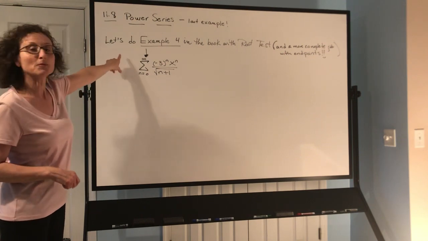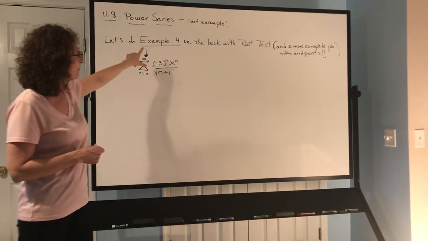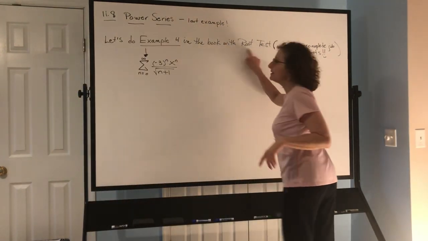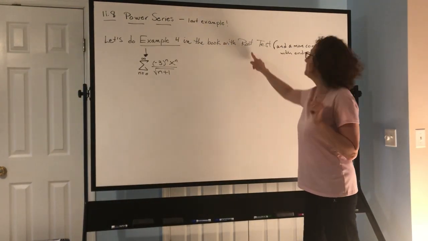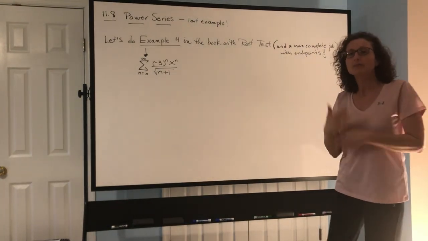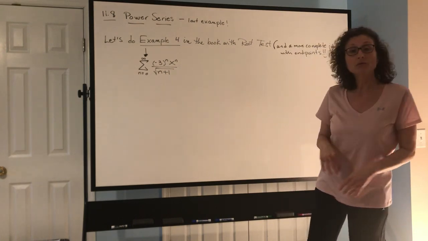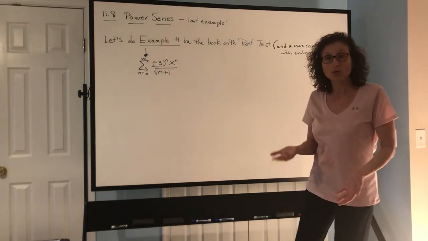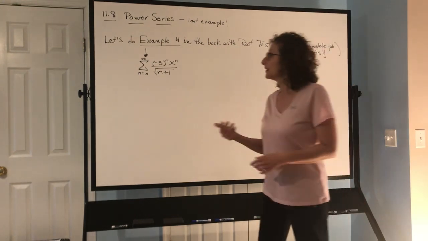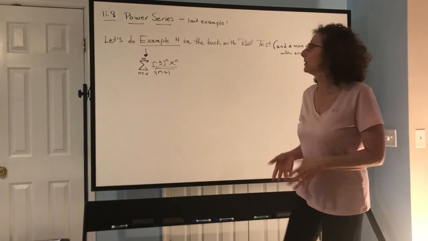What are we going to do? We're going to redo an example in the book, example 4. In the book, we're going to do it with root test. The book does it with ratio test, okay? And we're going to do a little more complete job with the endpoints, making sure you're aware of what I'm looking for when I'm looking at your written work that you submit for written parts of the exams. For example, the written part of the final.